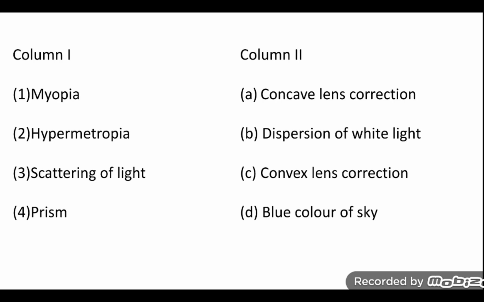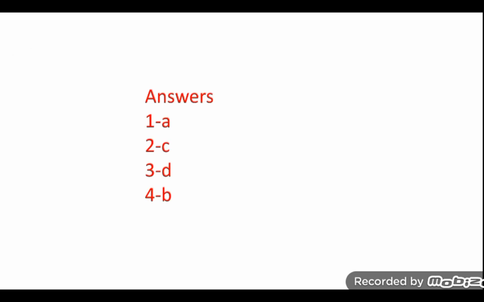Next one, myopia. As we all know, myopia is concave lens correction. Hypermetropia, convex lens correction. Scattering of light, because of the scattering of light, the sky appears blue in color. Prism, dispersion of white light. So this is the answer.